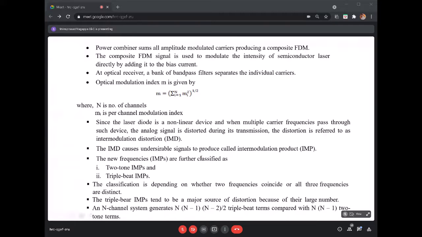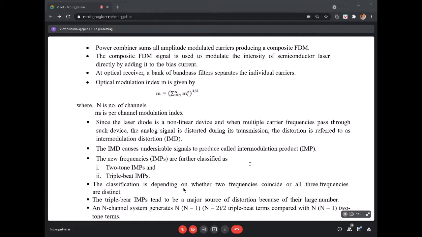Okay. So these IMPs are further classified as two-tone IMPs and triple beat IMPs. So here we have two types. Basically, how they are classified as two-tone and triple tone is based upon the frequencies that coincide, whether two frequencies or three frequencies. So the triple beat IMPs will have Fi, Fj, and Fk.